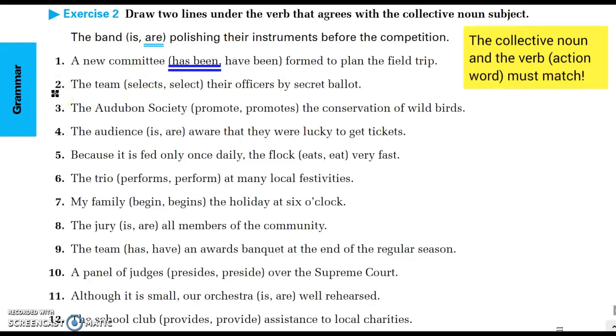2. The team selects or select their officers by secret ballot. Because there is a pronoun referring to team, and I know that there is plural, I know that team is plural. So in this case, I need to select select, which is the plural form of the verb. Remember, plural means more than one.